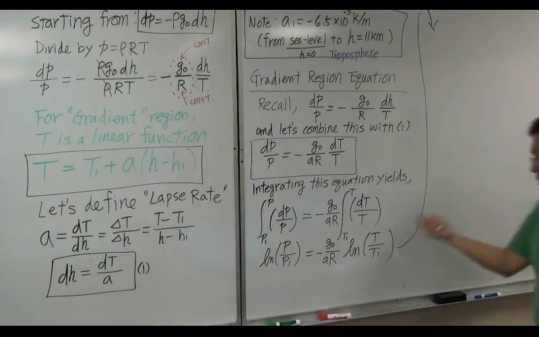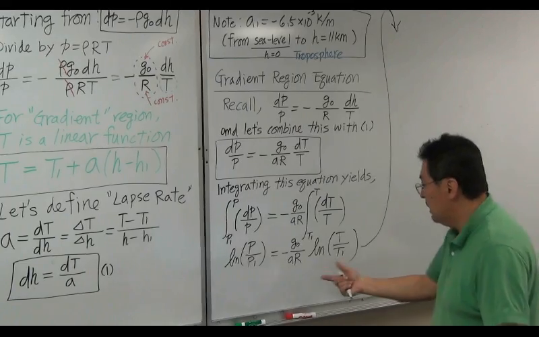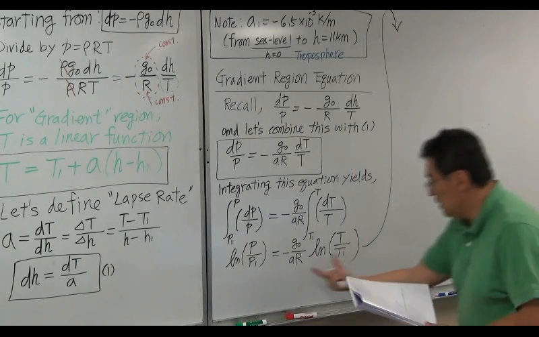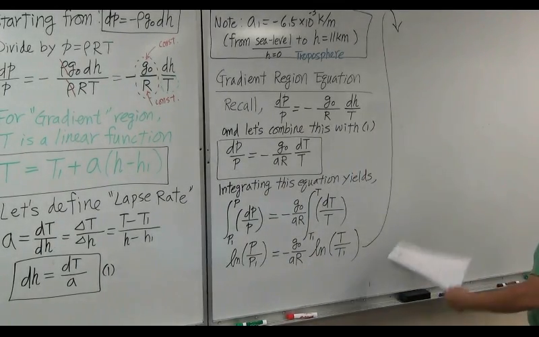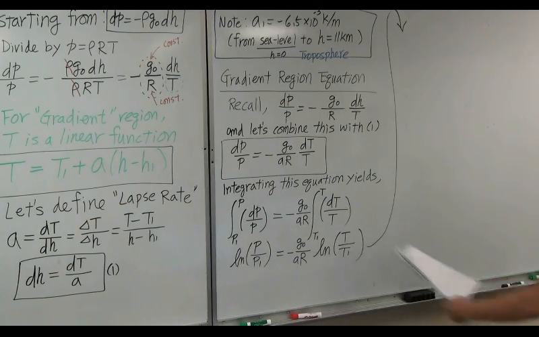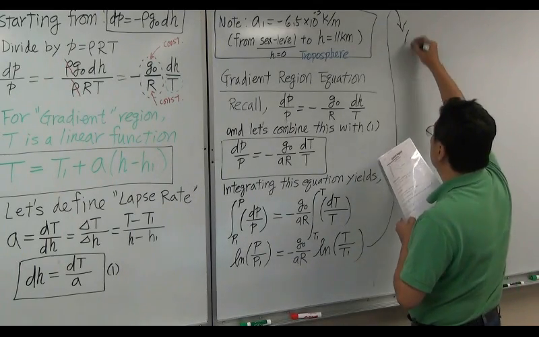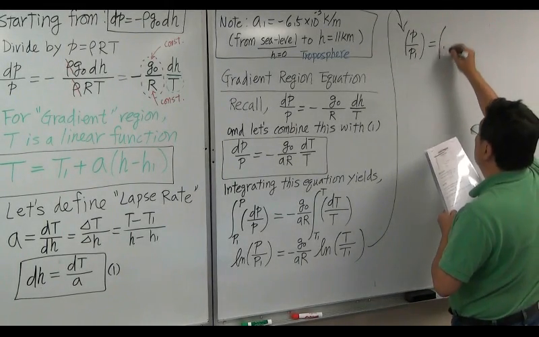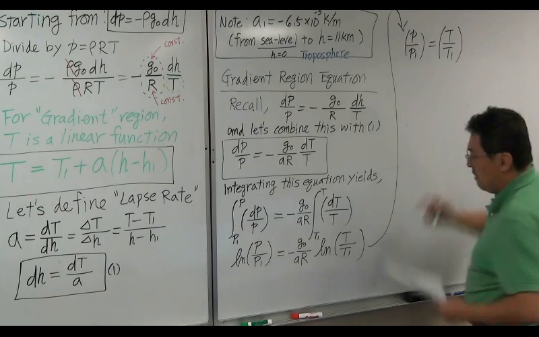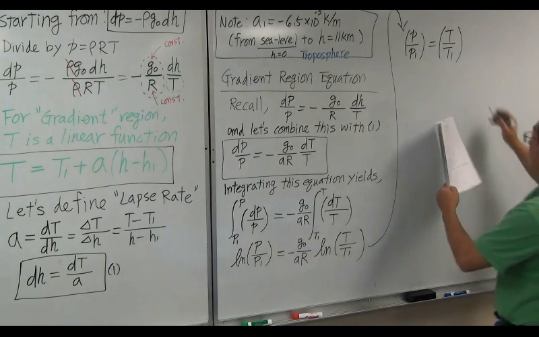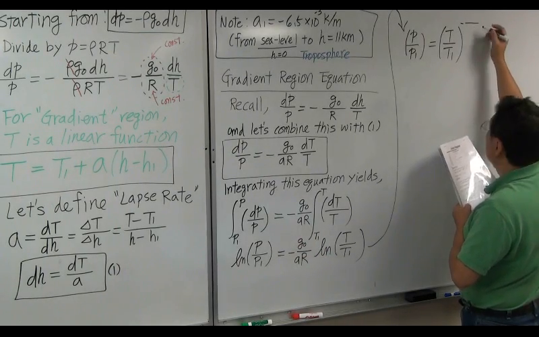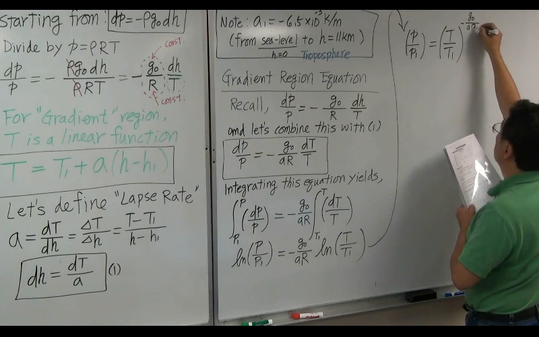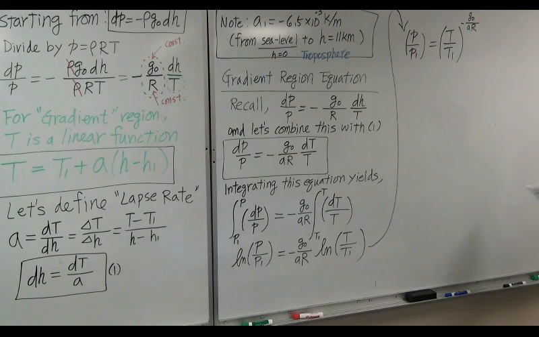Okay. Now we are going to take the exponential of both sides, and then this one is going to be raised to the power. So doing a little bit more math here, taking the exponential of both sides, you're going to end up with P over P1 is equal to T over T1 to the power of this thing multiplied by the natural log, which is the power of minus G0 over aR. Okay?